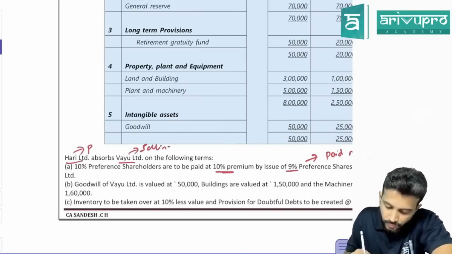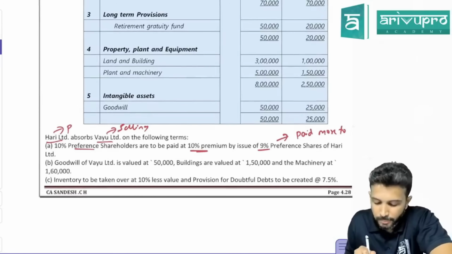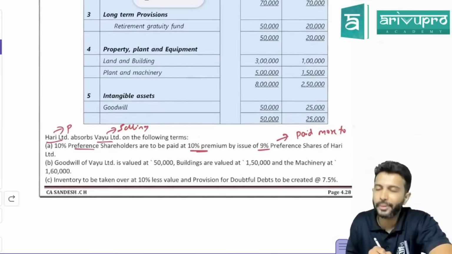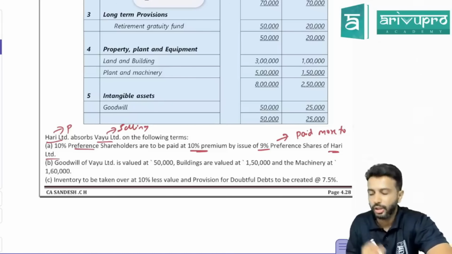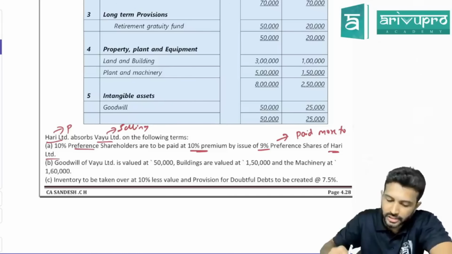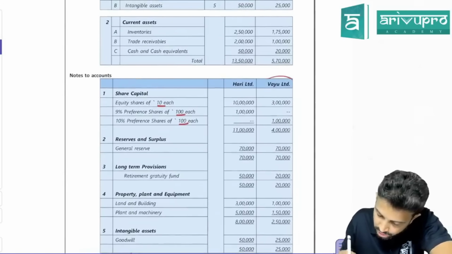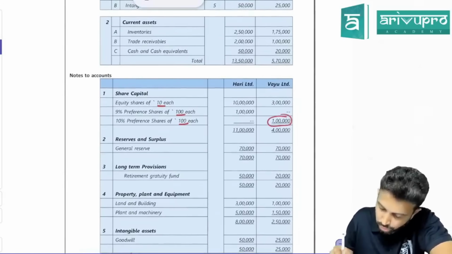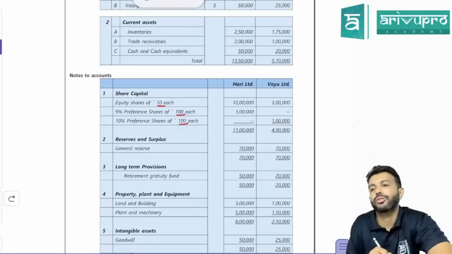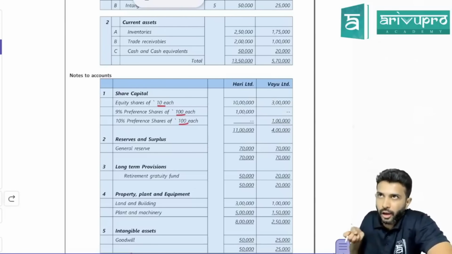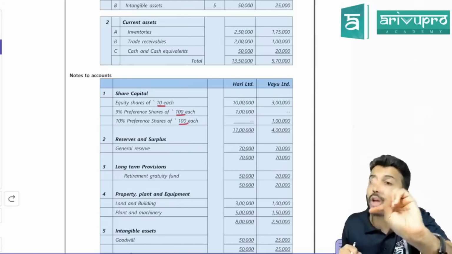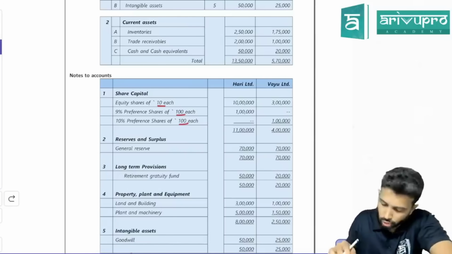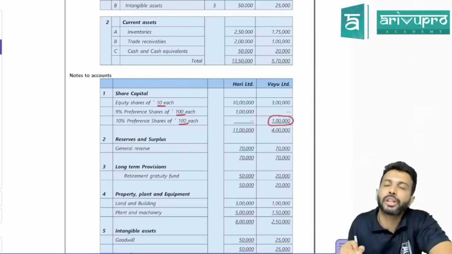Okay. Following terms: 10% preference shareholders are to be paid at 10% premium by issuing 9% preference shares of Hari Limited. So, sir, how many kinds of owners does a selling company have? Check this. Vayu is a selling company. They have preference shares also. They have equity shares also. So, can you give the purchase consideration only to equity shareholders or to both the owners?